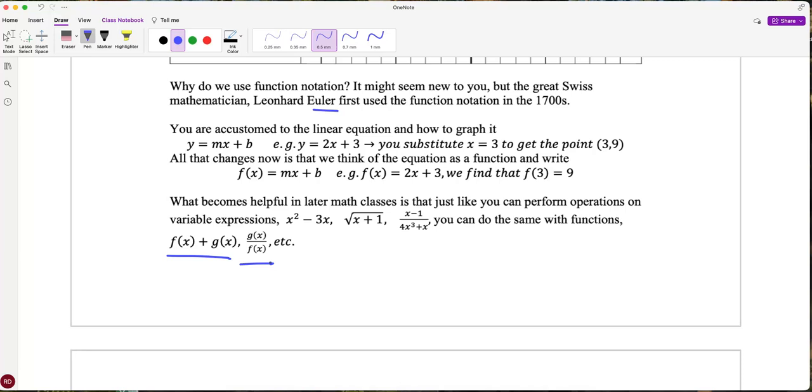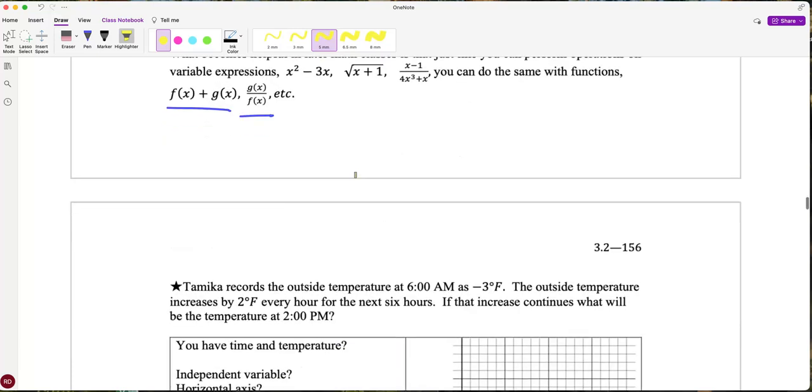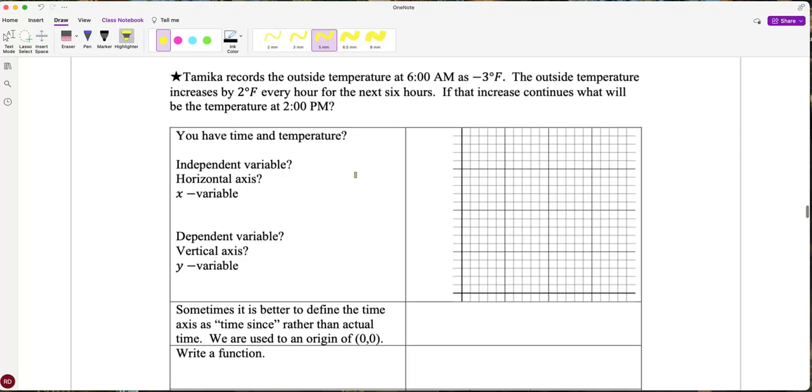So again, you've been used to graphing y equals 2x plus 3, thinking of x's and y's. Now just think of it as the same thing. f of x equals 2x plus 3. f of 3 is equal to 9. So the x represents your x value, and the f represents your y value in a function.